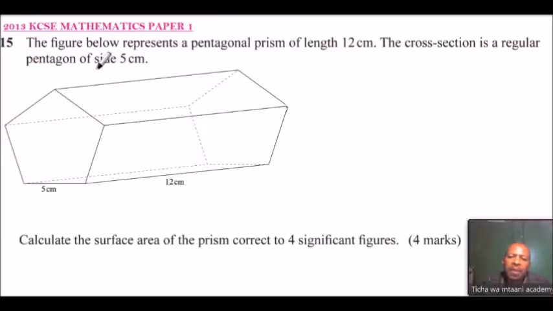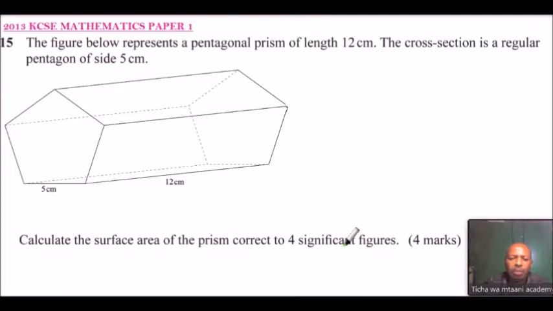Question number 15. The figure below represents a pentagonal prism of length 12 centimeters. The cross section is a regular pentagon of side 5 centimeters. So we have our diagram here. Calculate the surface area of the prism correct to 4 significant figures.